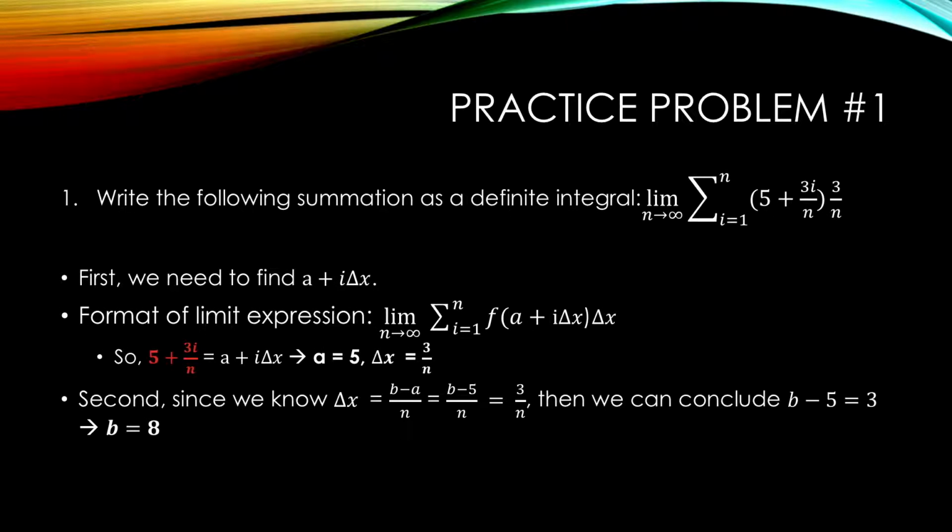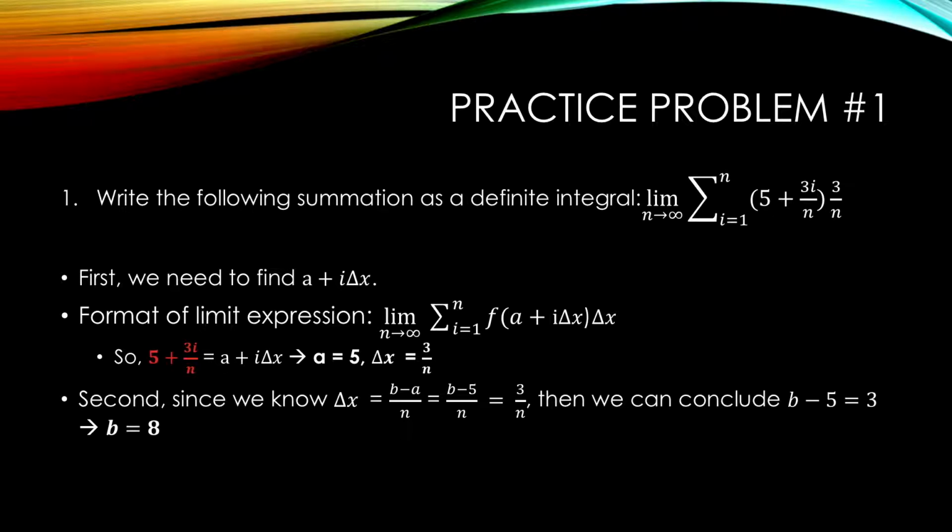So first we need to find a plus i times delta x, and here is the general limit expression format. When we put this side by side with the given equation, we can see that 5 plus 3i over n, the thing in the parentheses, is equal to a plus i times delta x. So we can see that it matches. So a equals 5 and delta x equals 3 over n. Now that we know delta x equals 3 over n, we can find what b is.